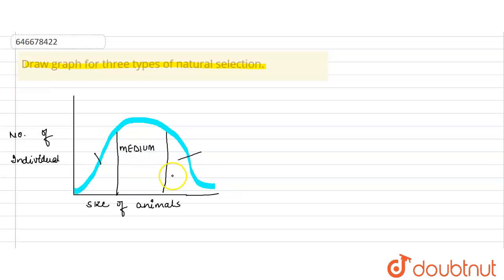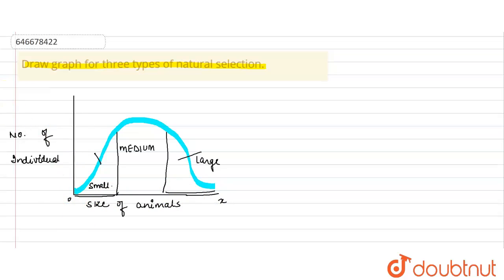We can consider this as the large area. Why? Because as you move from 0 to this side, the size of course will increase. This is the small size of the organism. Over here it is the large size of the organism.